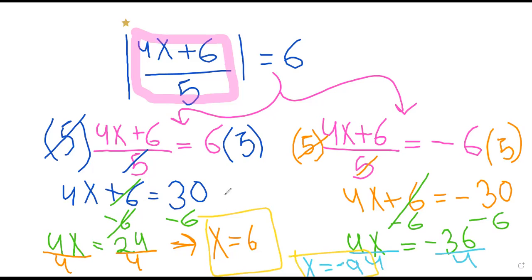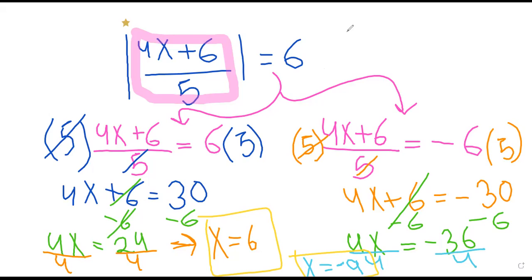Always make sure to check your answers. How? By replacing x by the values you got. All I have to do here is replace x by 6. So I'm going to have 4 times 6, which is 24. Add 6 to 24, you're going to have 30. 30 divided by 5 is 6, which is the right-hand side. So x is equal to 6 is a solution. The same thing you would do with x is equal to minus 9.